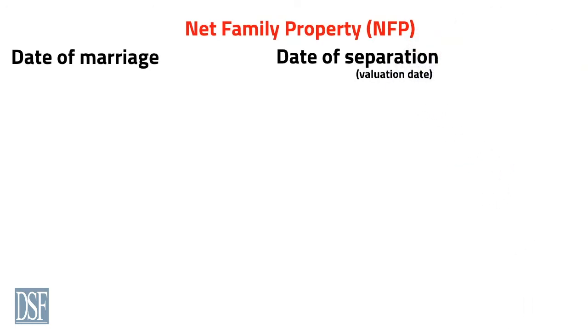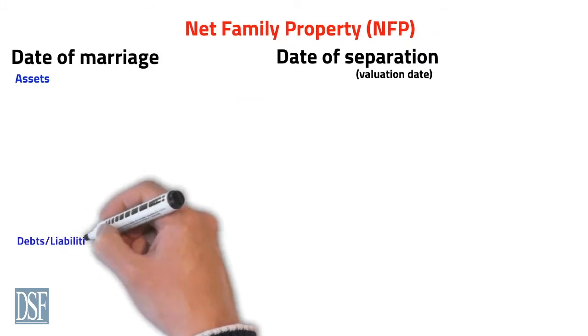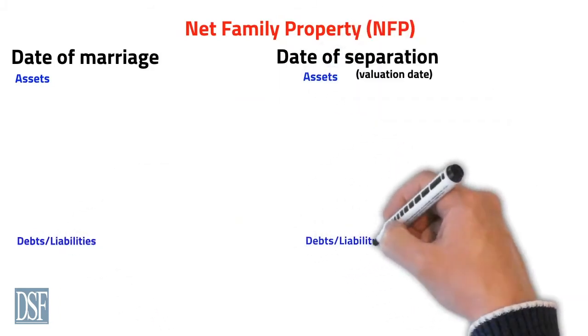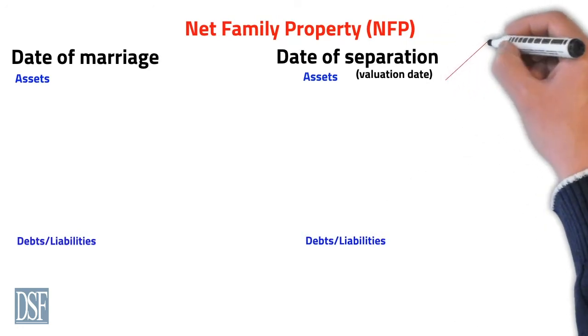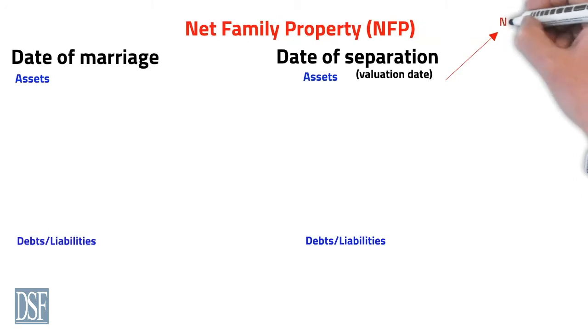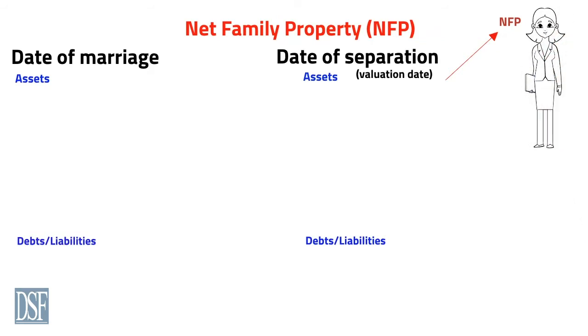For each of those dates, both spouses will calculate every asset they owned, less any debts or liabilities. At that point, both spouses will calculate the growth in their wealth between those two dates. That growth is considered the NFP. Now, let's see how this works in practice by looking at Christina and Joe, who have recently separated.